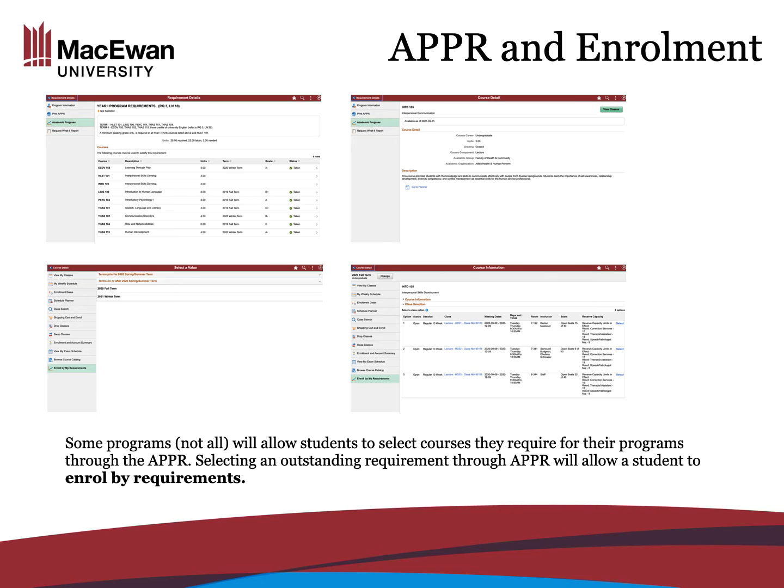Some programs, not all, will allow students to select courses they require for their programs through the APPR. Selecting an outstanding requirement through APPR will allow a student to enroll by those requirements. You can consult with your academic advisor in your program to find out if your program does allow enrollment through the Academic Program Progress Report.